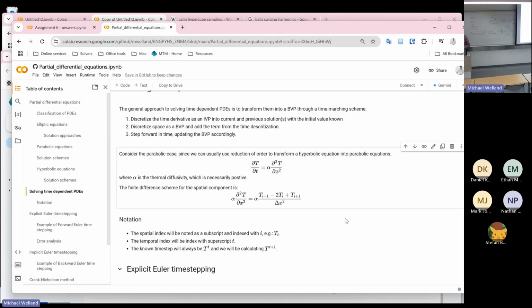Let's look at the parabolic case, since we can usually change the second order time derivative, through reduction of order, into a coupled set of first order time derivatives. Do you remember how to do that? If not, look back in the notes and check out the reduction of order. It's a nice trick, and it's the de facto way you're going to be modeling this sort of stuff if you're doing finite difference or finite element.